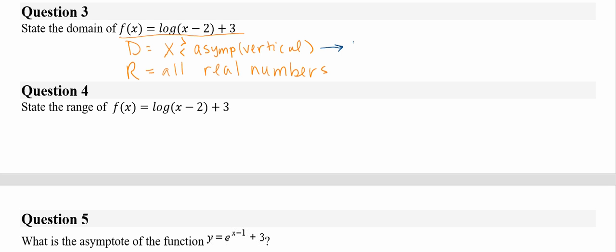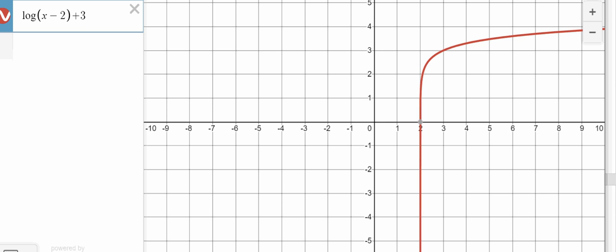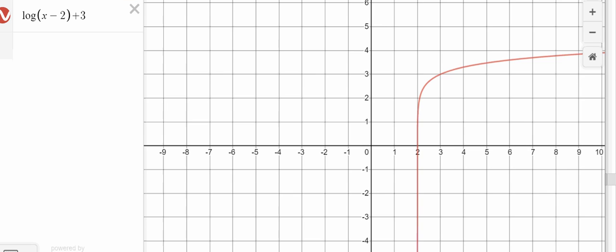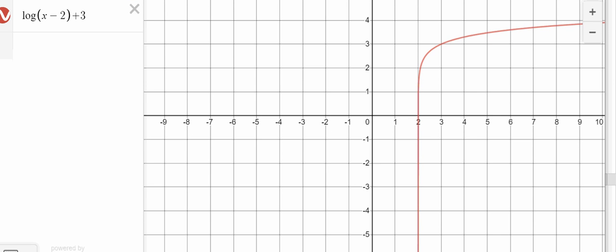Since my asymptote is at x equals 2 this time, my domain is going to be x and 2. Now, looking at the graph, is the graph on the right side? Here's my line. Is the graph to the right of that line? Imagine it being split, or on the left side? It's on the right side.